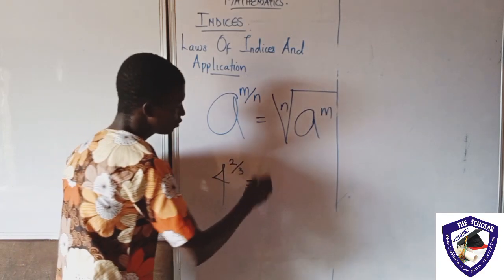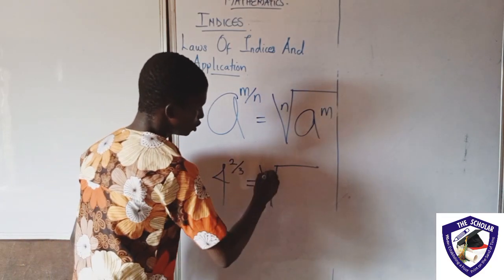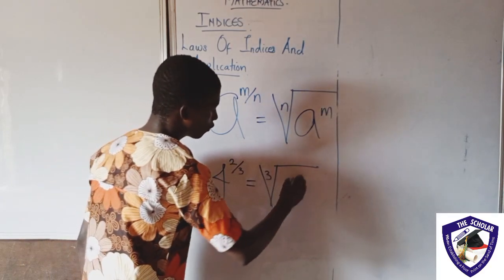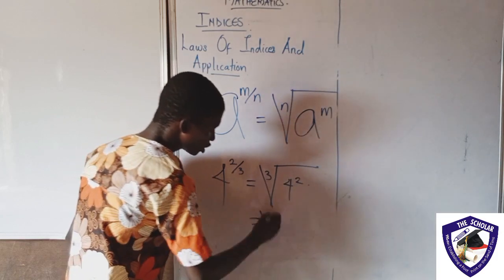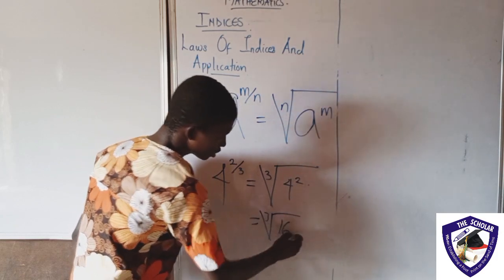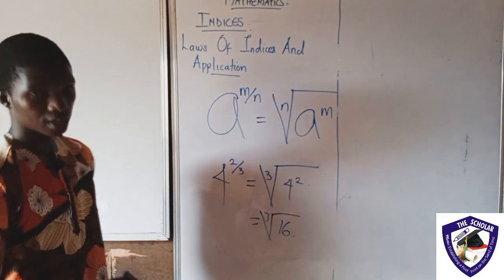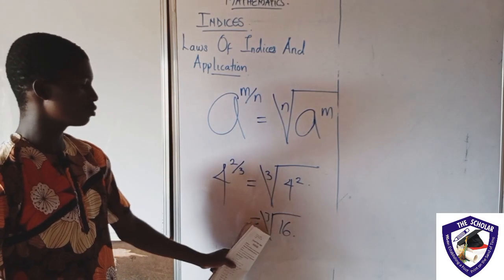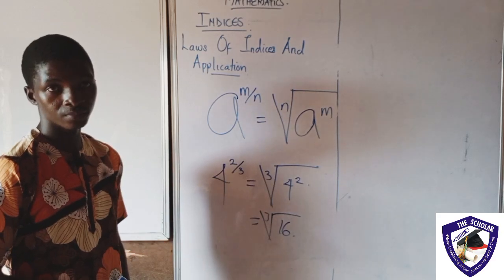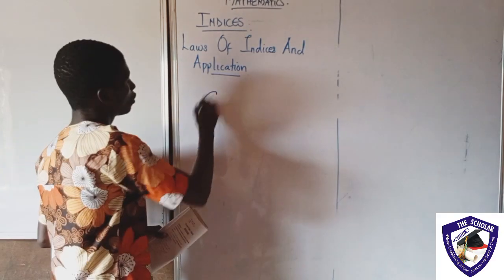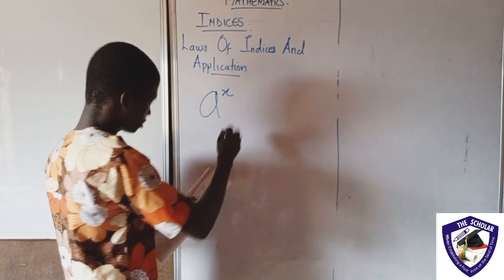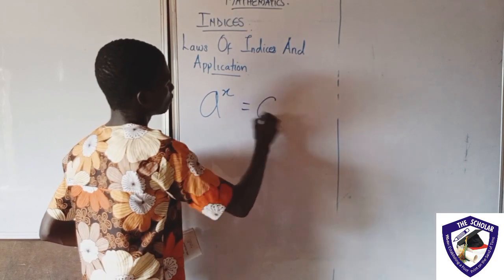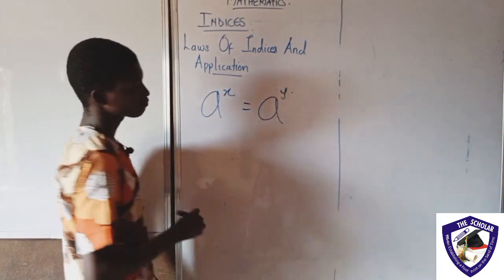Here we will have the cube root of 4 squared, which is the cube root of 16, and that is what this is telling us: when we have 4 raised to power 2 over 3, we have it to be the cube root of 16. Now let us move on to another law, where we have a raised to power x equivalent to a raised to power y.